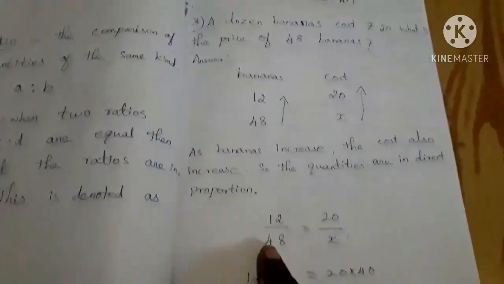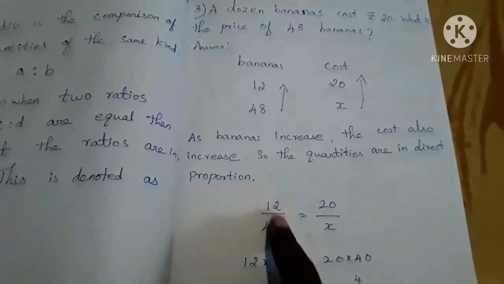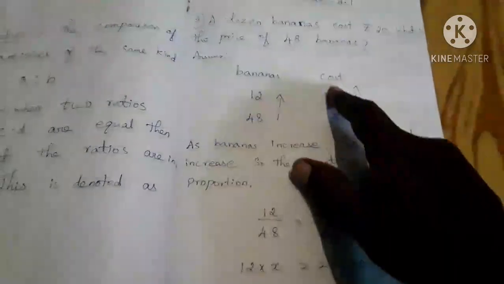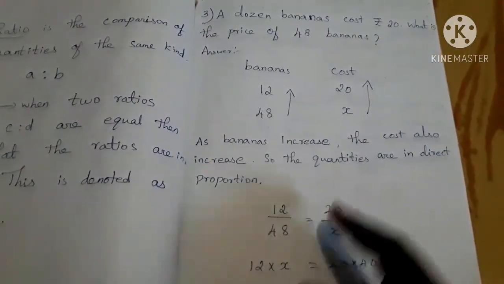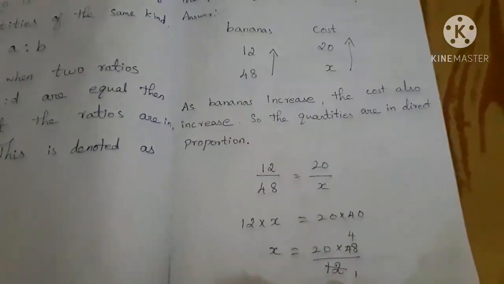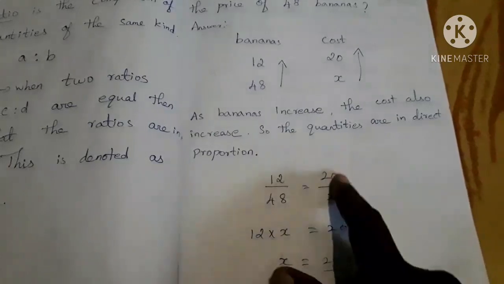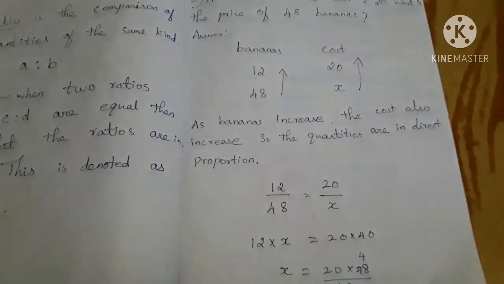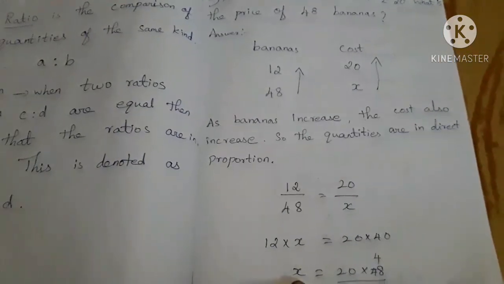So how can we write direct proportion? We compare this: 12 by 48 is equal to 20 by x. We directly write it as a fraction, and then we do the cross multiplication. 12 into x is equal to 20 into 48.